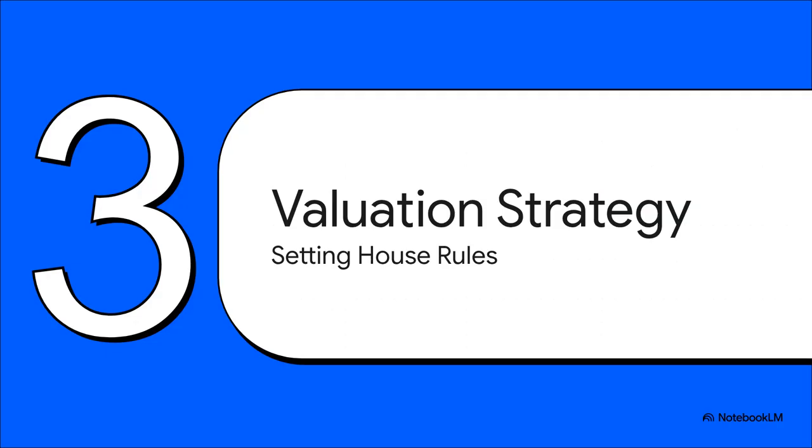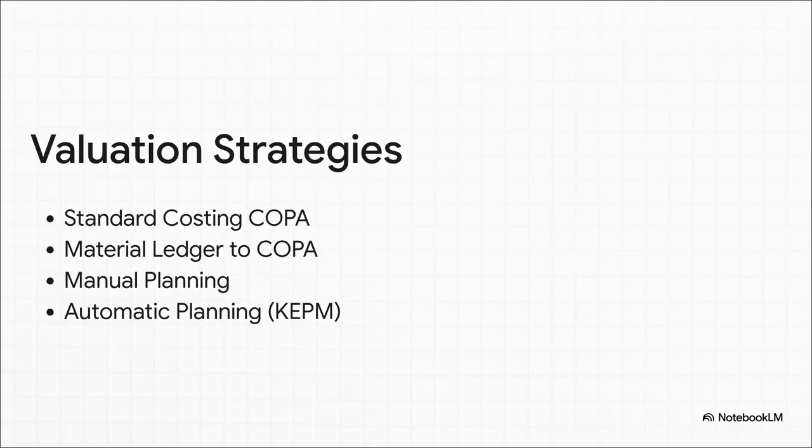Next up is Section 3, setting the valuation strategy. The house is framed, so now we have to establish the rules. We do this by creating costing keys and assigning them to specific valuation points. We're managing 4 distinct strategies here. First, standard costing, which updates at the exact moment of customer billing. Second, the material ledger flow, happening right after month-end closing procedures to give us actual costs. Third is manual planning, which is essentially our foundational budgeting. And fourth, automatic planning, which uses tools like KEPM for those complex sales and production forecasts.